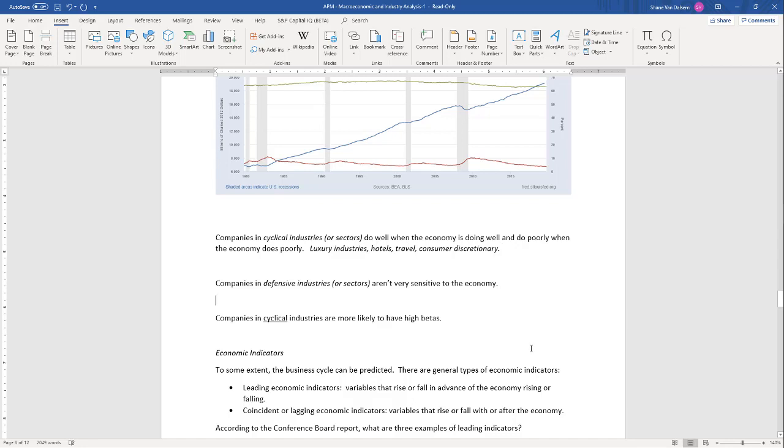Defensive industries, definitely consumer staples. As we're finding out, a big consumer staple is toilet paper.